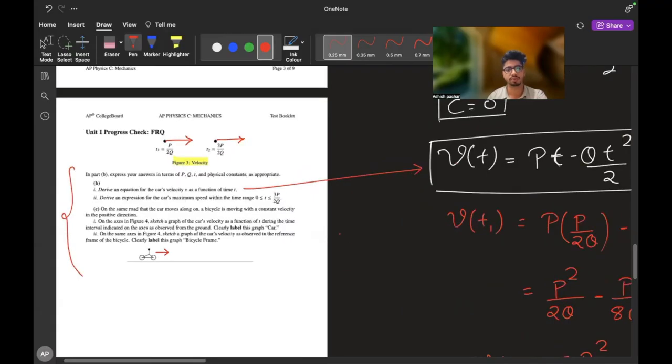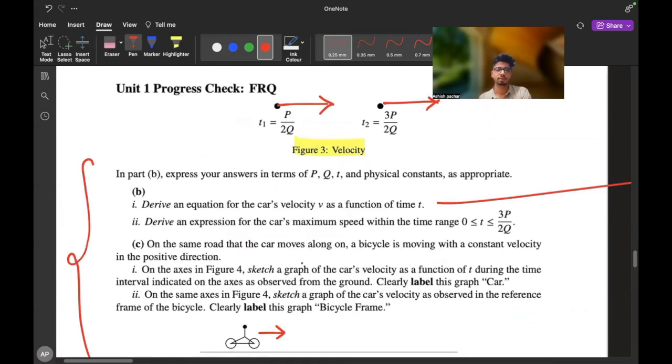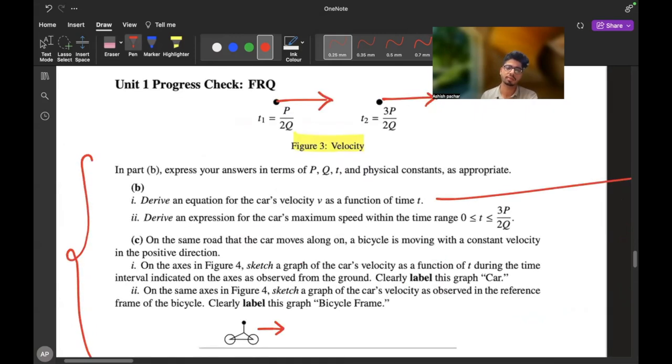So let me show you the second part of this question. Derive the equation of the car's velocity v as a function of time. Then derive the expression for the car's maximum speed within that range. So we have to find out the maximum.